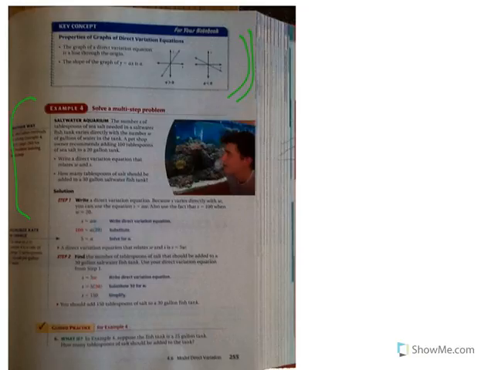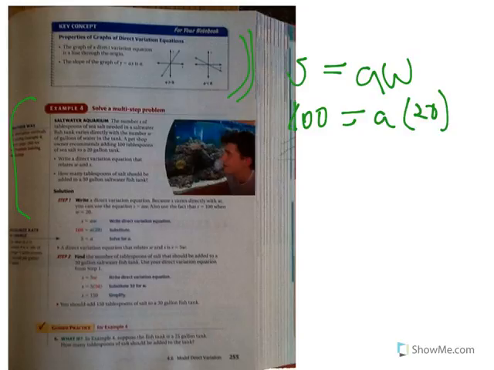Okay, so we know that it says here, W and S. W is the amount of gallons of water in the tank, so W. And we're trying to figure out the amount, and so S is the amount of salt. And then we have A, that's the constant of variation. So then we just plug in the numbers. 100 is equal to A times 20. So A is going to be equal to 5. And that's how you do that.